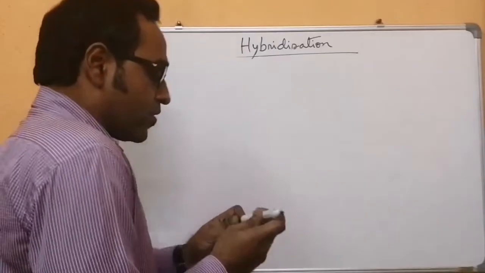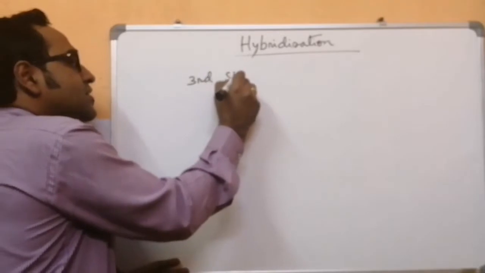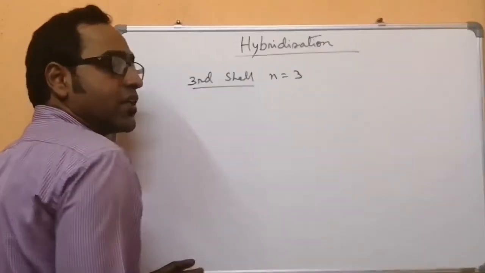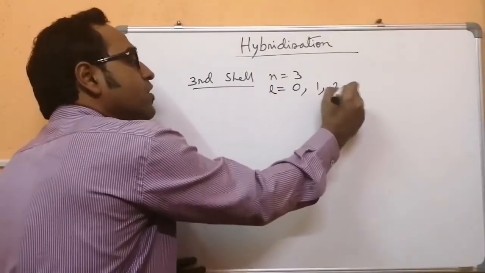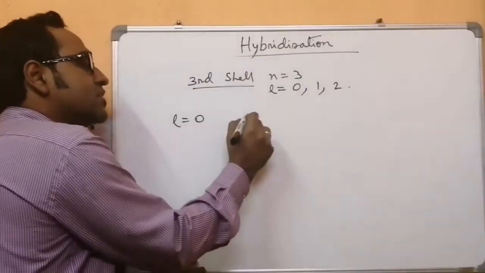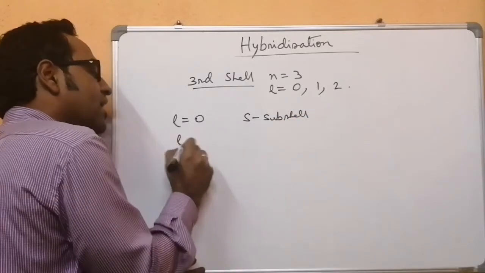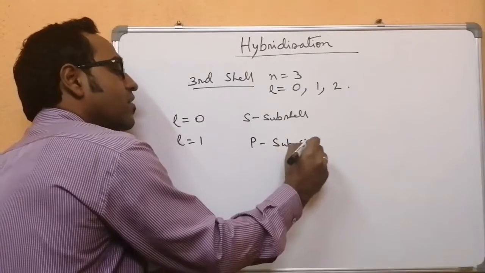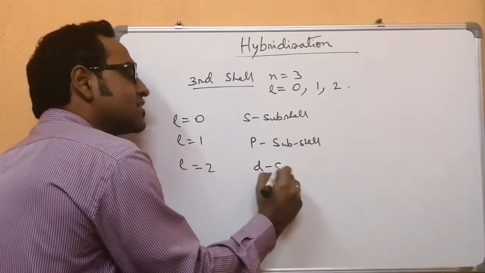Suppose in the third shell, means n equal to 3. Now when n is equal to 3, L can have the value 0, 1, 2. When L is equal to 0, it is s subshell. When L is equal to 1, it is p subshell. When L is equal to 2, it is d subshell.